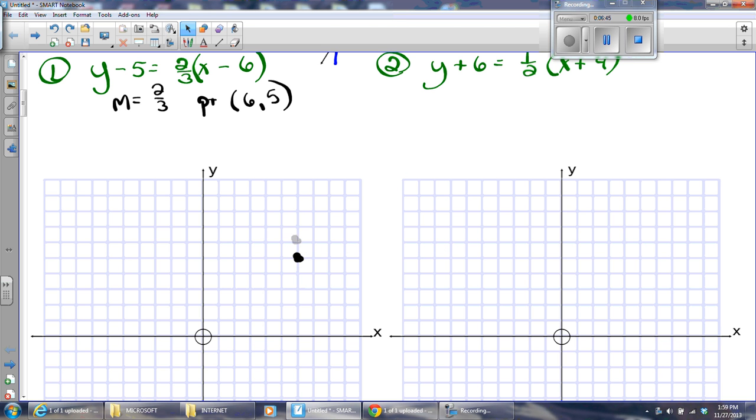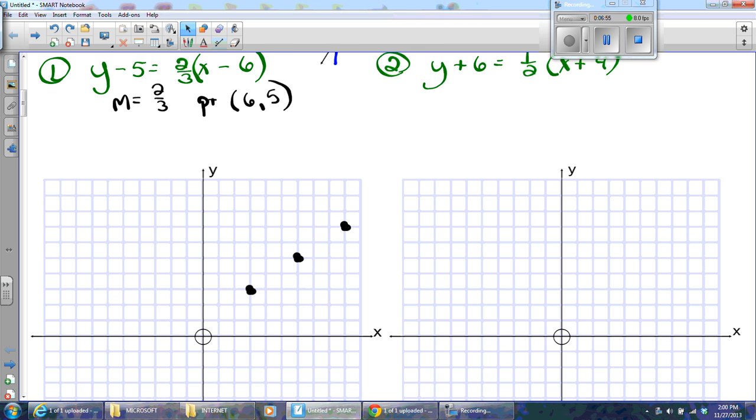So I'm going to rise 2 and run 1, 2, 3. Okay, here I can go down 2 and left 1, 2, 3. And there's my line. And I'll draw it in. And here I can go 1, 2, 2, 3. So I've got to go through that point right there.